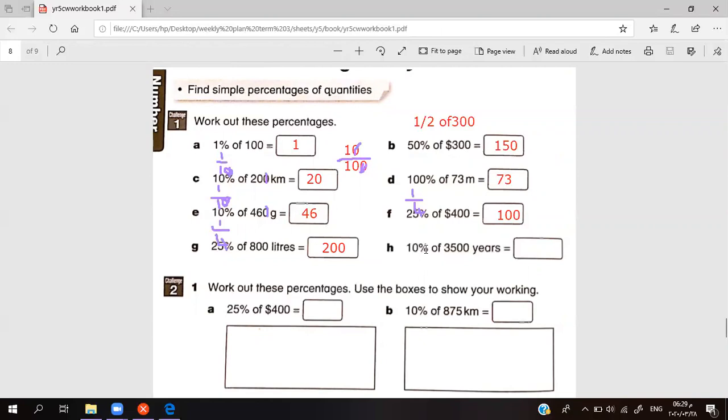Here, 10% of 3,500. As we agreed, 10% by fraction means 1 over 10. So to get 1/10 of this number, to get a fraction of a number, I divide the number by the denominator. So 0 will go with a 0, and I will be left with 350.